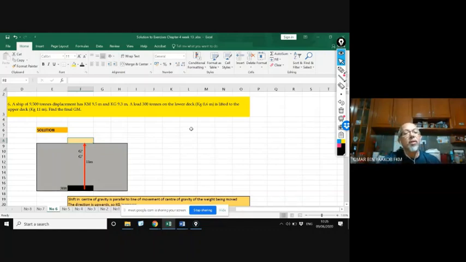Sorry, so it's okay. Now I made a mistake in this question. Here the kg for this load is how many?